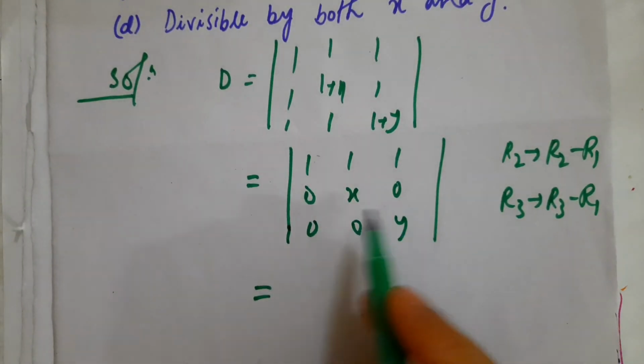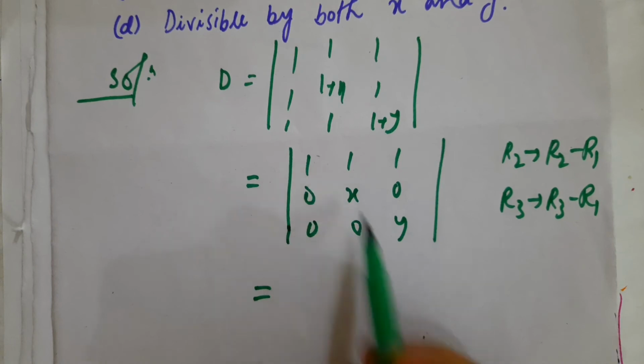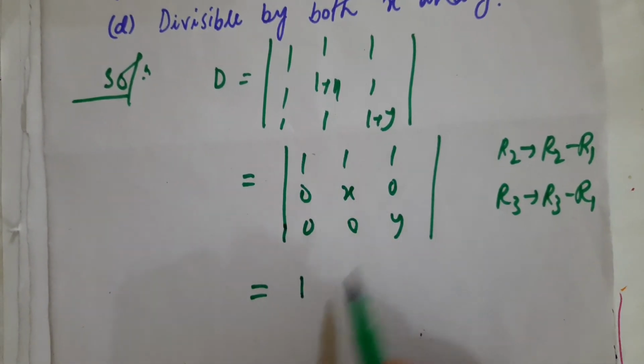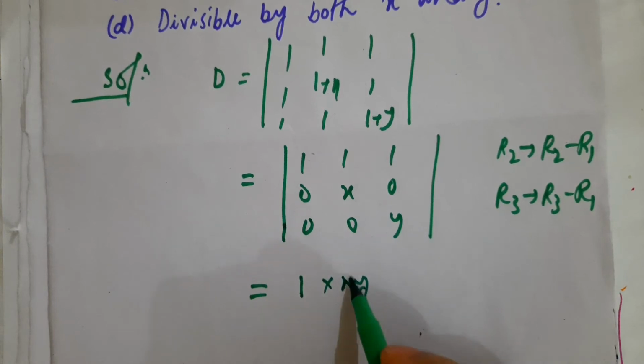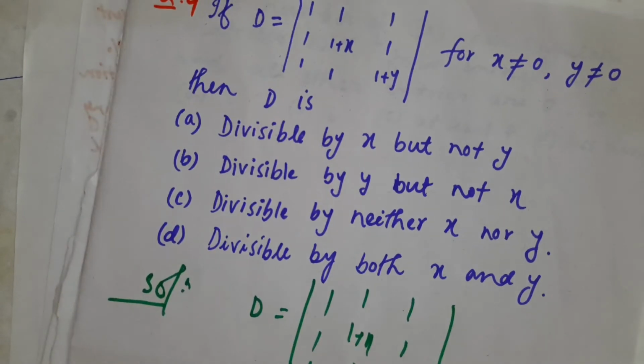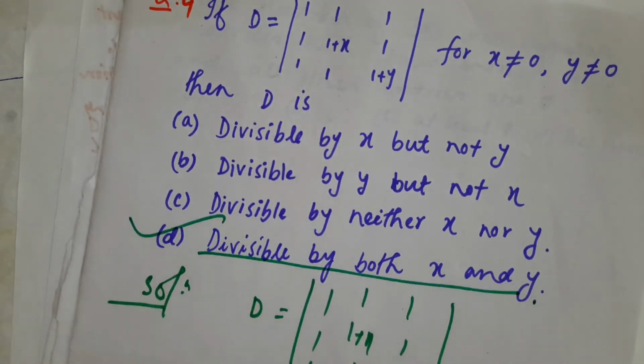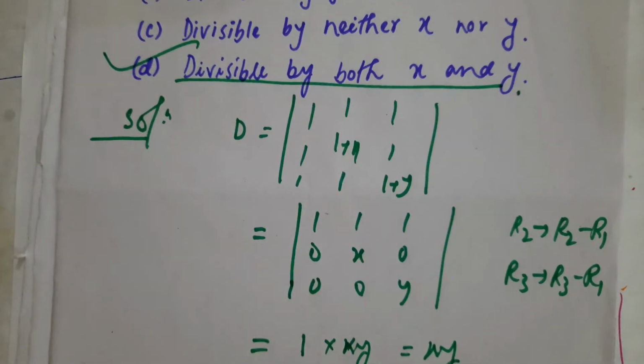Now if we split this determinant, it becomes, with respect to this one, 1 into xy, which will be xy. So which option will be correct? Divisible by both x and y. Option D will be the correct one.